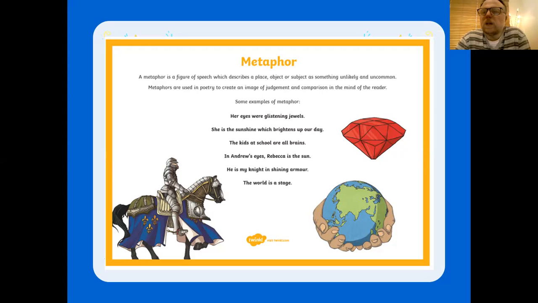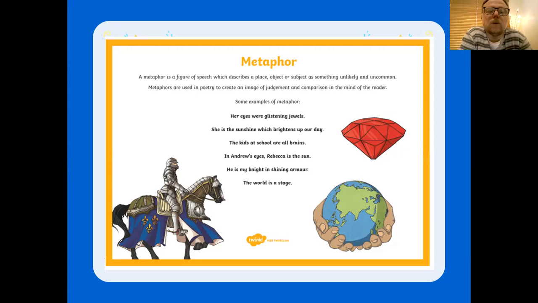When we're saying her eyes were glistening jewels, they're not really, but they are like jewels in the way that they shine or maybe look very bright or colourful. So to add extra emphasis, instead of saying they're like, we've even dropped the like to saying they are. Her eyes are glistening jewels. The kids at school are all brains. That just means they're all very clever. We're not all brains. I've got hands, arms, legs, but there's all different parts of me.